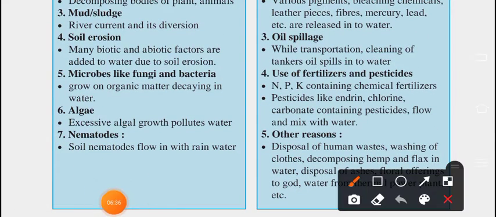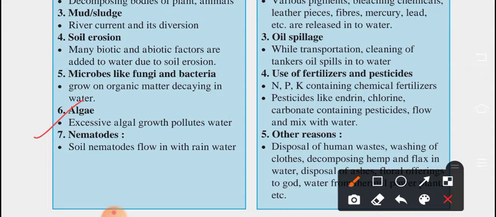Algae. Excessive algal growth pollutes water. Like whatever in the water, a lot of greenish water you may have observed over there. Due to that, water gets dirty.